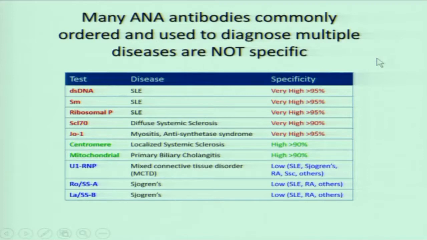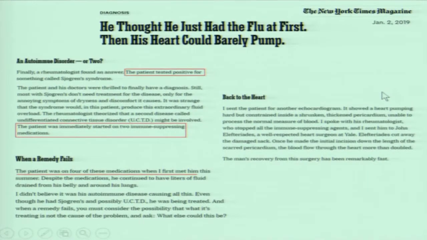The other thing is that many so-called specific antibodies that you order one by one or in multiplex panels actually are not specific for any disease. U1-RNP can be seen in many other diseases other than MCTD. Ro and La, or SSA and SSB, usually called Sjogren's syndrome antigens, have very low specificity for that disease and can be seen in many other diseases as well as healthy controls. And this is a problem even for the New York Times, okay?